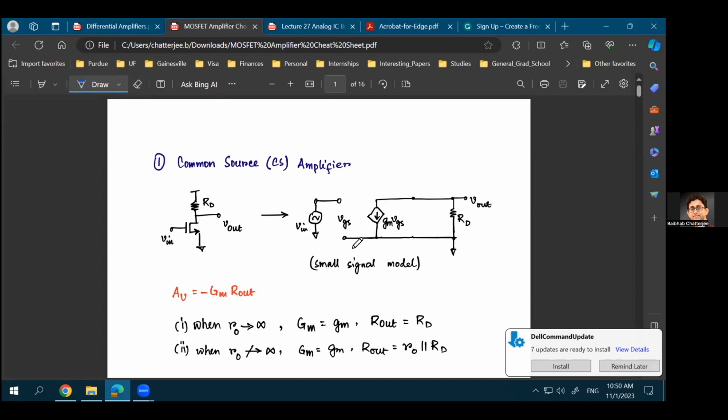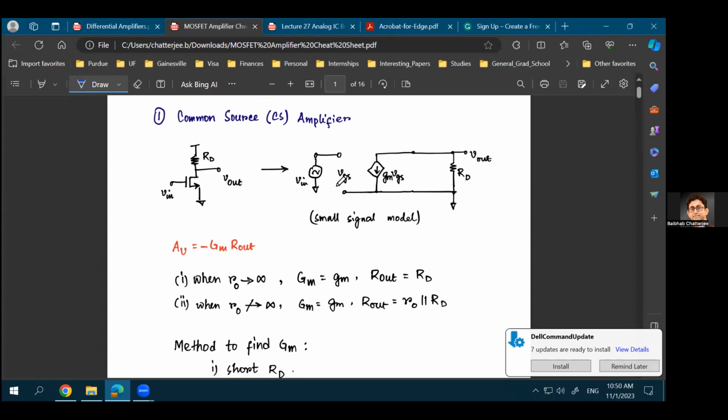We have also looked into the small signal model of the common source, where the gate to source terminal is open. There is a gm times VGS amount of current flowing from drain to source. So this is your drain, this terminal is your source, and this terminal is your gate, right? Now, of course, here we are ignoring the RO, the effect of the output resistance of the transistor, and you already know that RO is equal to 1 upon lambda VDS.